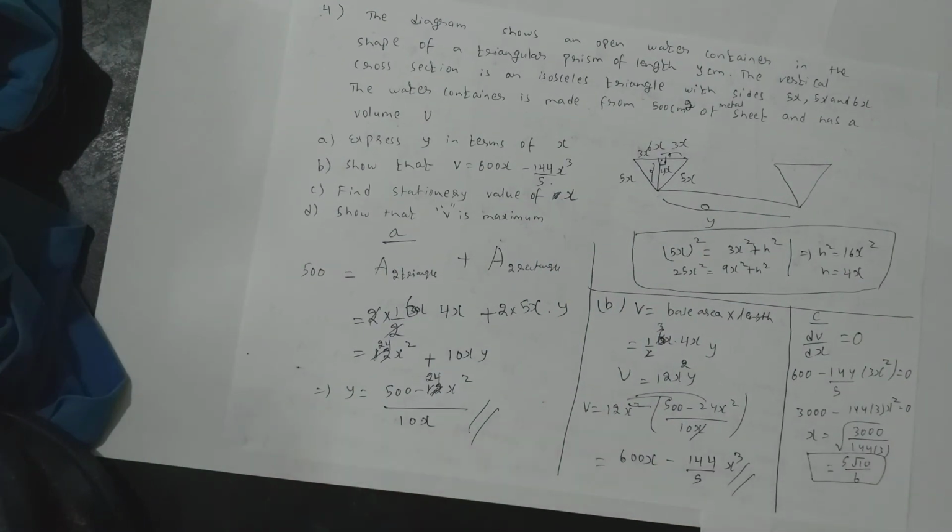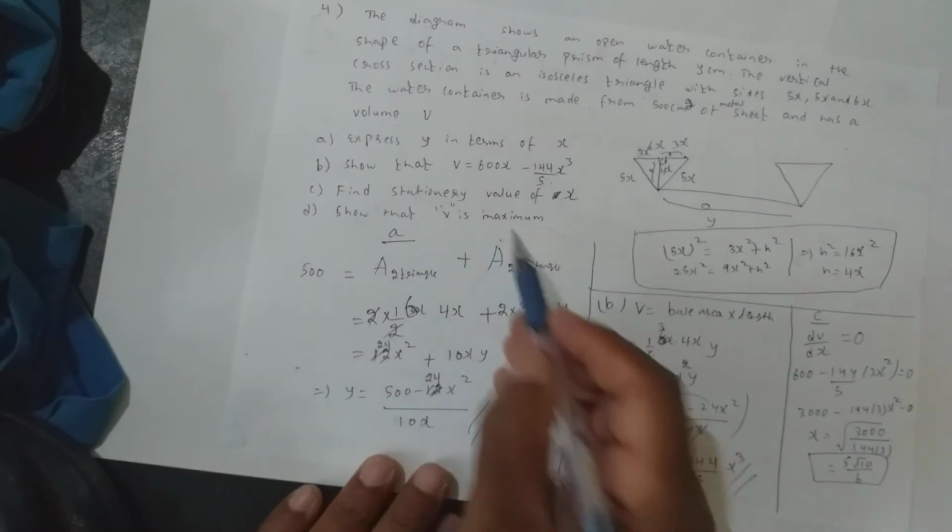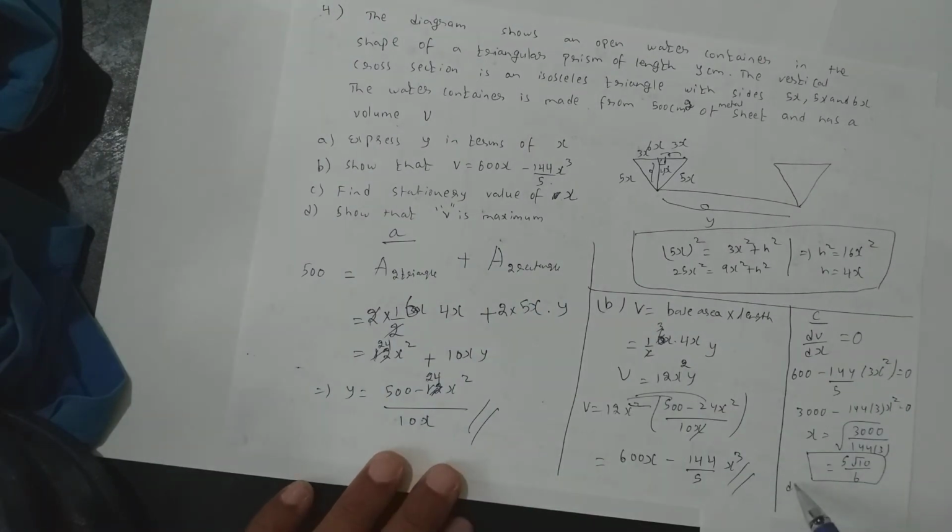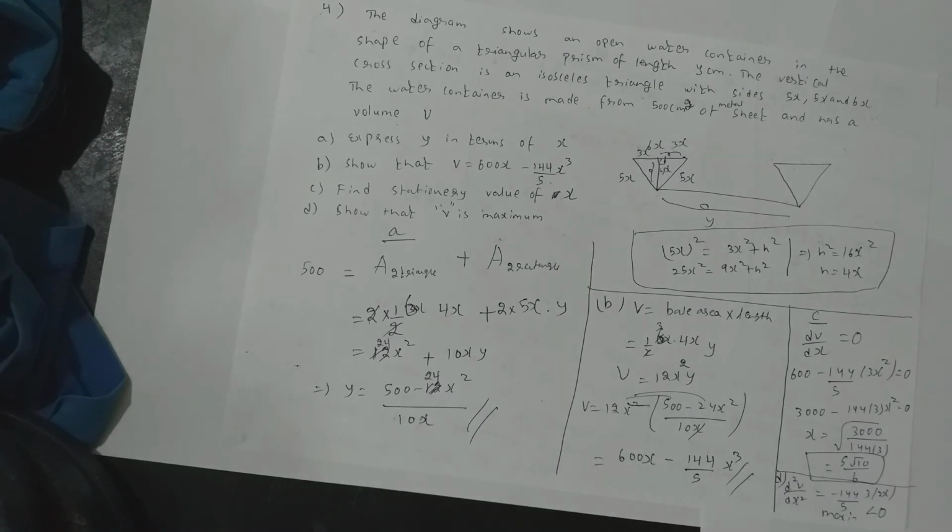Our sum is done. Now show that it's maximum. For maximum, I need d square V by dx square. How much will I get? For 600 it is 0. And it is minus 144 by 5, 3 into 2x. X is positive, so this entire thing will be less than 0, so it's maximum. We showed it. Am I clear? For maximum or minimum, it has to be the second derivative.